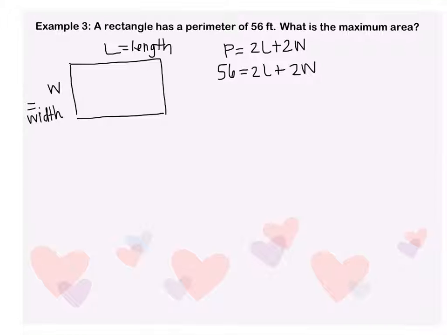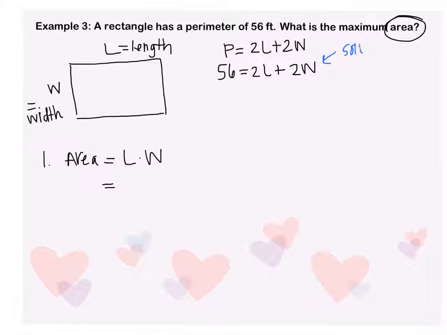Okay, but what we need to do is write a quadratic equation for the area. That's the first thing that we need to do. So we'll write an area formula. The area needs to be some sort of quadratic equation. Well, we know area is length times width. So what I need to do is write an equation in terms of one variable, either the length or the width. So what you're going to do then is solve this equation for one of those variables.